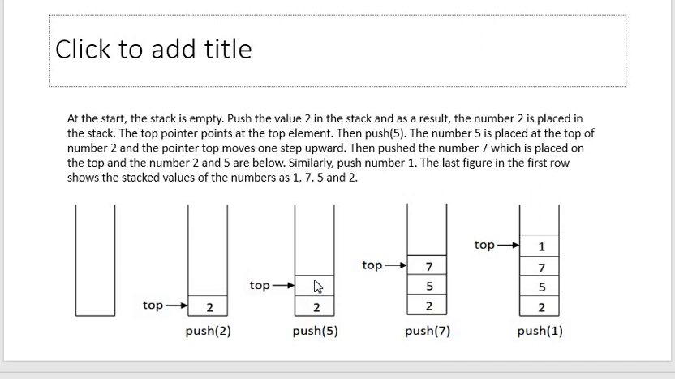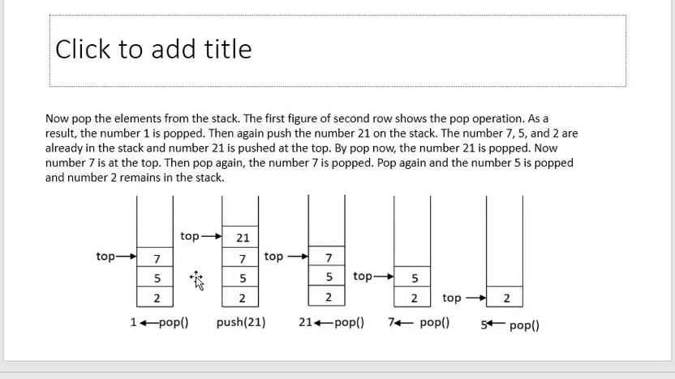As you insert elements, the top pointer will increment, and if you remove any element, the top pointer will decrement. Then push the number 7. In this example, first the stack was empty, then we inserted the elements 2, 5, 7, 1, one by one, and like this the top is also incrementing. The last element we inserted is the one the top is pointing to.